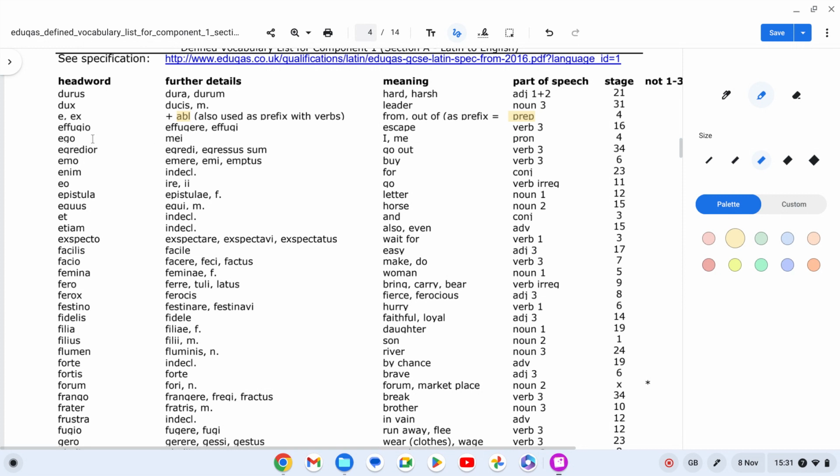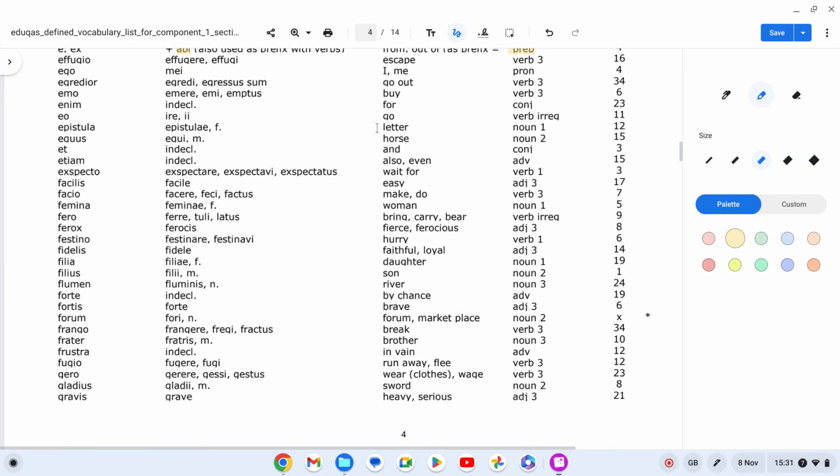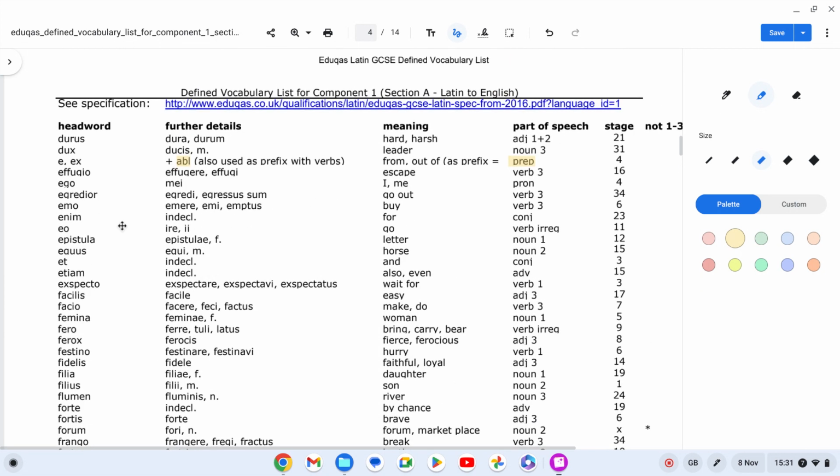Okay, so next, effugio, effugere, effugi means escape. And also at the bottom we have fugio, fugere, fugi, which means run away or flee. The difference between the two is it says it's escape, but you can think of it almost like flee from or flee out of. So that's the ex, from or out of, and then the fugio is flee, so flee from or out of, so hence you escape.